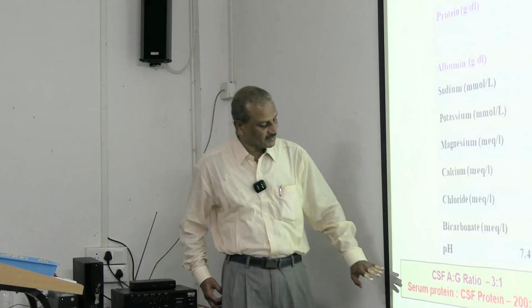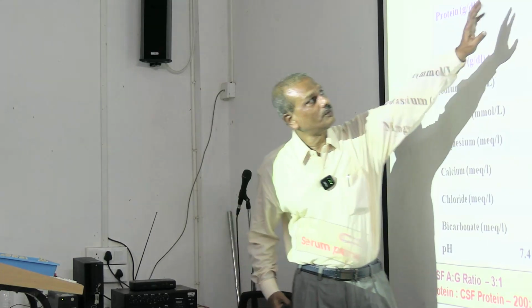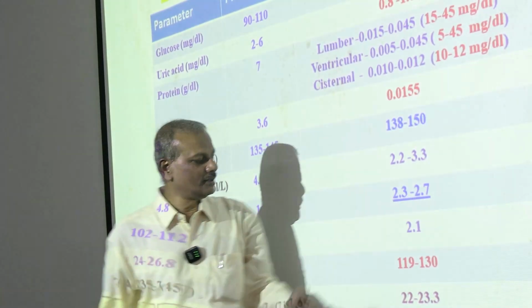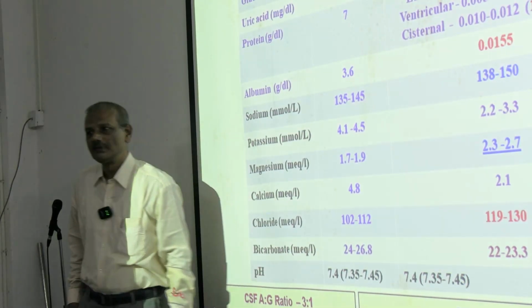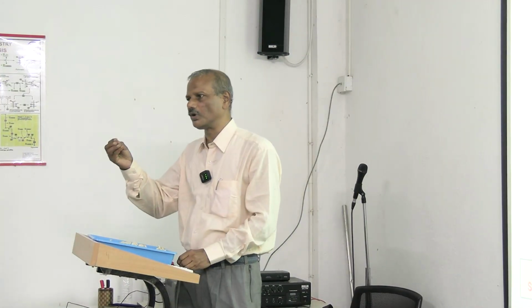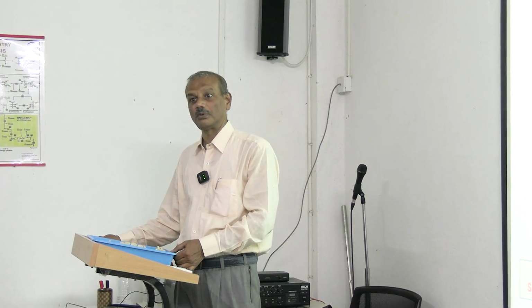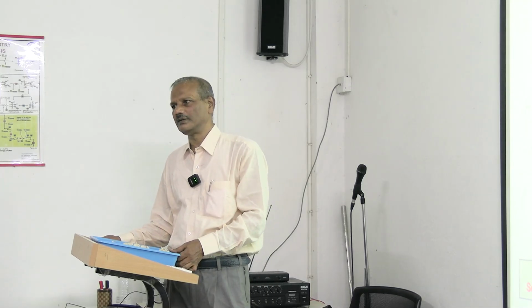If you look at the serum protein versus CSF protein, at this figure, it is nearly 200 times less in the CSF. This is 200 times more in the plasma. So basically a very small amount of protein, usually in the form of albumin, is present in CSF. So we measure basically albumin in CSF.